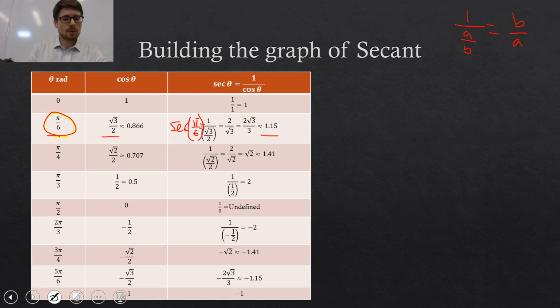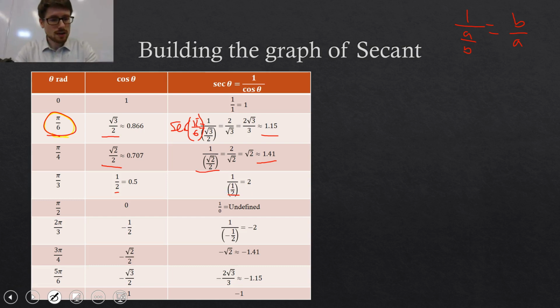And then likewise for pi over 4, we take the cosine of pi over 4, and that gets us square root 2 over 2. When we take its reciprocal, 1 over square root 2 over 2, that gives us 2 divided by the square root of 2, which again you can rationalize and you end up getting square root 2 as the answer, which again for plotting purposes is about 1.4. Going on, cosine of pi over 3 is a half. Taking the reciprocal of 1/2 gives us 2.